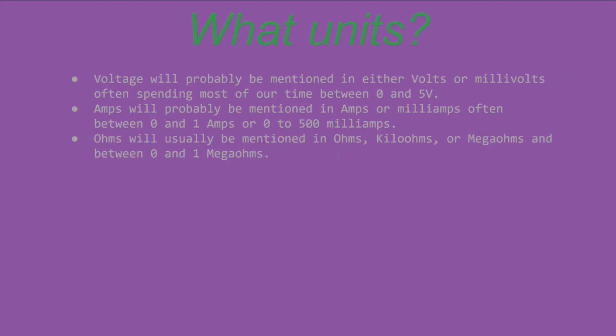Now, in terms of these three fundamental elements, in terms of voltage, we'll probably be talking volts or millivolts. A lot of that will just be between 0 and 5 volts because we're dealing with hobby electronics, although if we get into motors, it goes up from there. Amps, we'll probably be talking about amps or milliamps. Usually much of the work will be between 0 and 1 amp, maybe even as few as 0 to 500 milliamps. And then ohms, we'll mention ohms, kiloohms, and maybe even megaohms. And I think most of the values you'll hear will be between 1 and 1 million ohms, which is 1 megaohm.